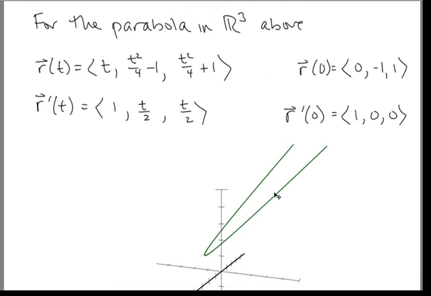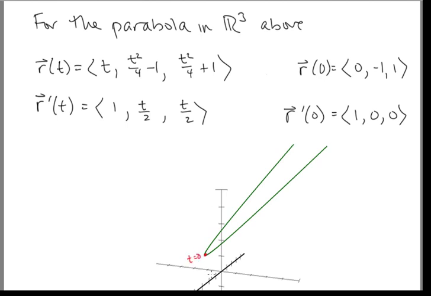This was the curve of intersection of the cone and the plane. And what's r prime of t? Derivative of t is 1. Derivative of t squared over 4 minus 1 is 2t over 4, or t over 2. Similarly for the z function, t over 2. So when t is equal to 0, our position is given by r of 0, which for this parametrization is 0, negative 1, 1. That's this point right here.